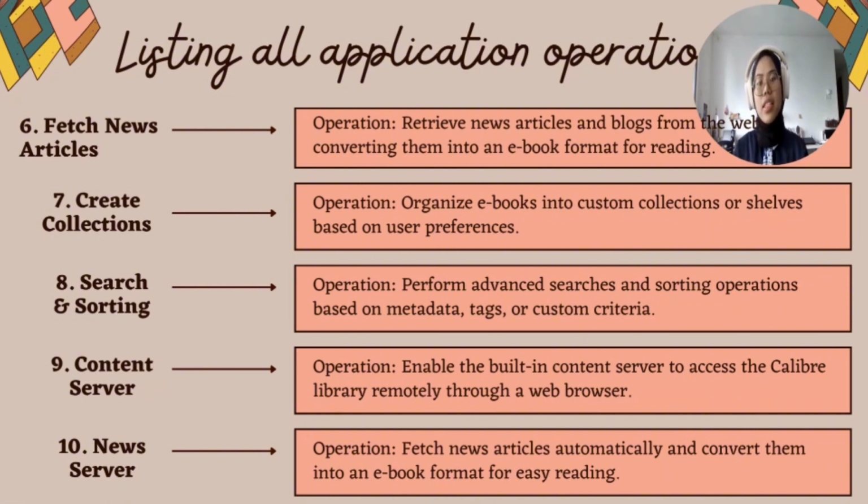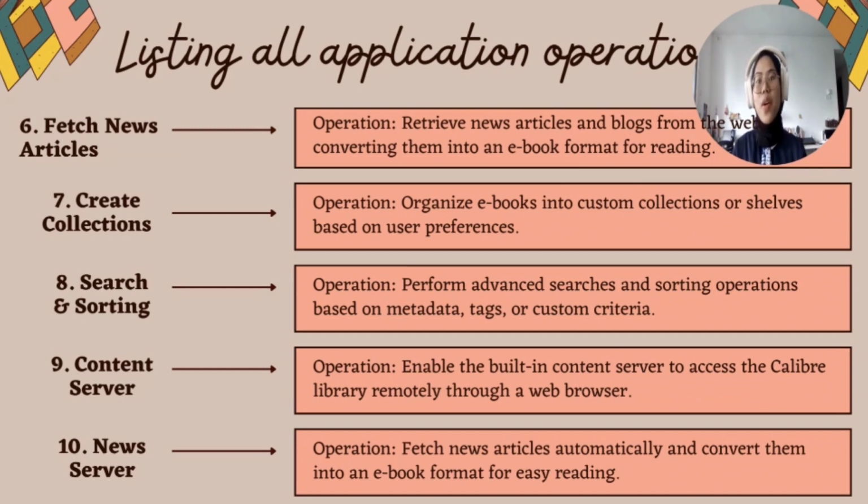Number 7, create collection. This will operate to organize ebooks into custom collections or shelves based on user preferences. Number 8, search and sorting. This will operate to perform advanced search and sorting operations based on metadata, text, or custom criteria.